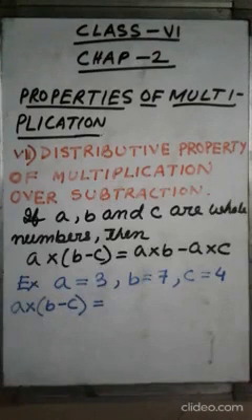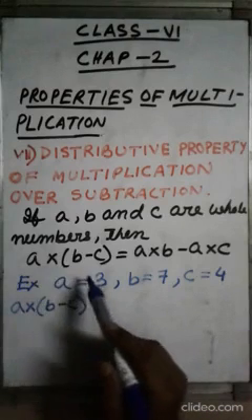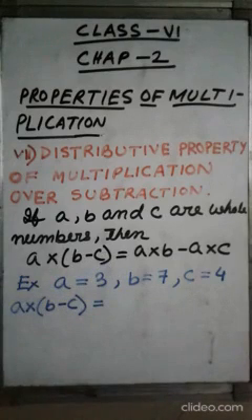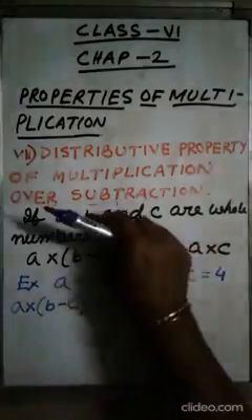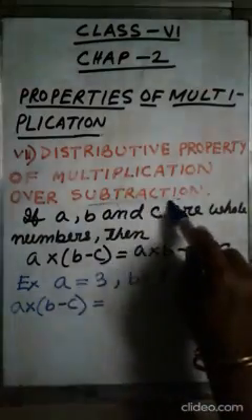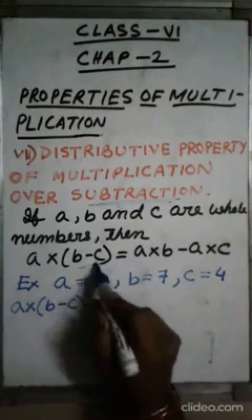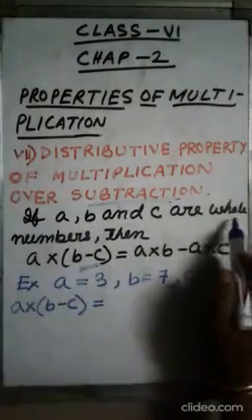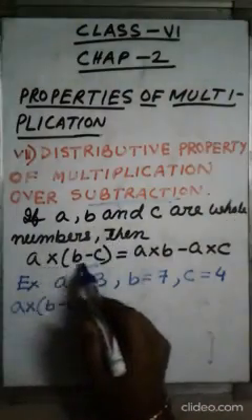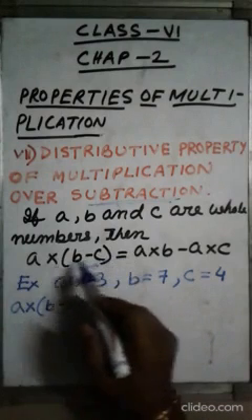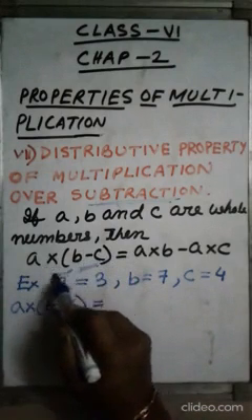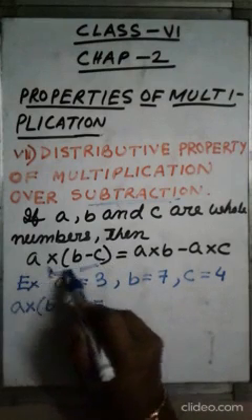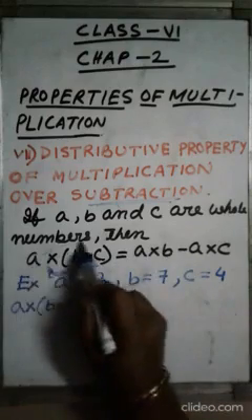The next property is distributive property of multiplication over subtraction. So that is same as distributive property of multiplication over addition, but here we have subtraction. That means the difference of the two numbers. If A, B and C are whole numbers, then A into B minus C is equal to A into B minus A into C.